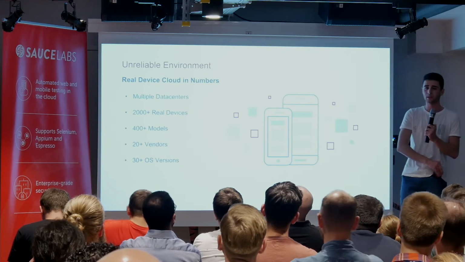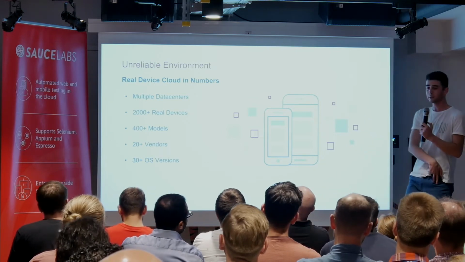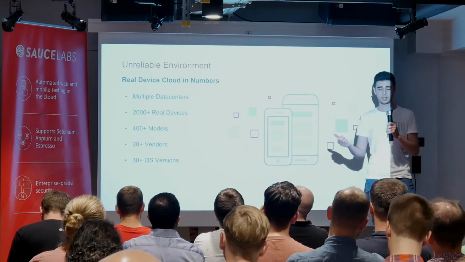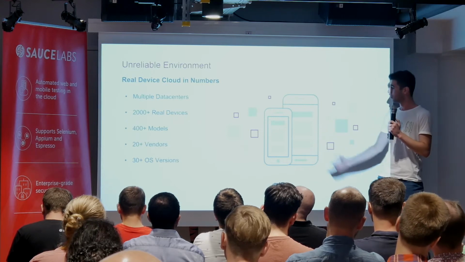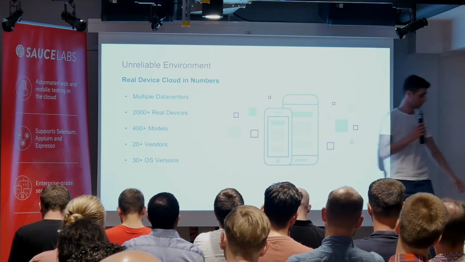Real device cloud in numbers: we have multiple data centers, so our devices are distributed in multiple locations, and we have more than 2,000 real devices. That means we have a lot of different shapes and models of these devices. We have more than 400 models, over 20 vendors, like Samsung, LG, or iPhone, and more than 30 OS versions, and that's a big challenge already.